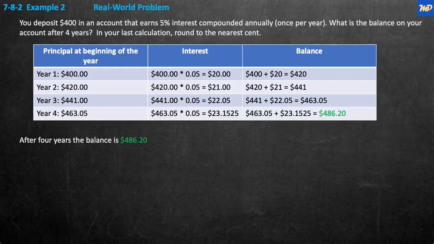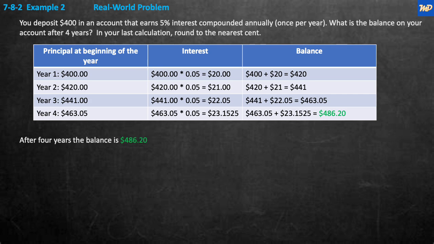So let's look at a real-world problem. You deposit $400 in an account that earns 5% interest, compounded annually. That's once per year. What is the balance on your account after 4 years? In your last calculation, round the interest to the cents, because it's probably going to be a longer number than just cents because of the multiplication.